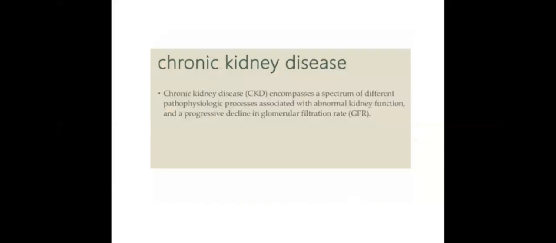Then, what is chronic kidney disease? Chronic kidney disease encompasses a spectrum of different pathophysiological processes associated with abnormal kidney function and a progressive decline in GFR. Basically, if after doing all the possible things the decline in GFR is not controlled or stopped, then it progresses to chronic kidney disease.